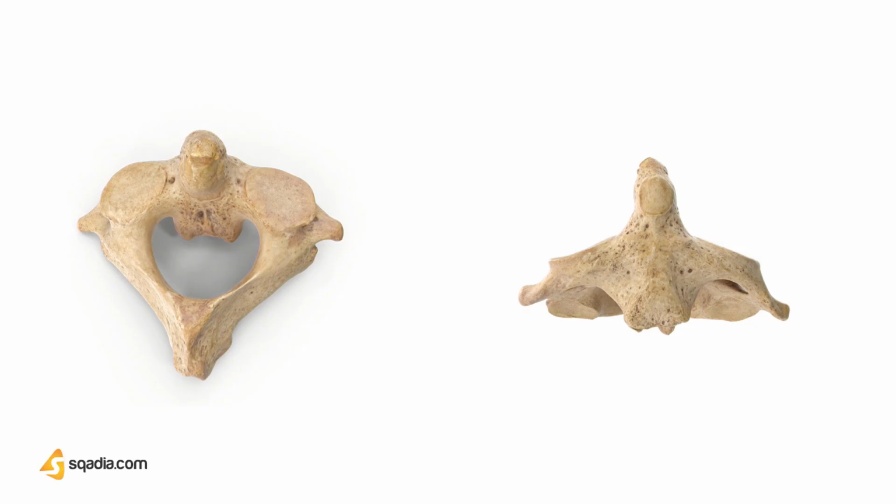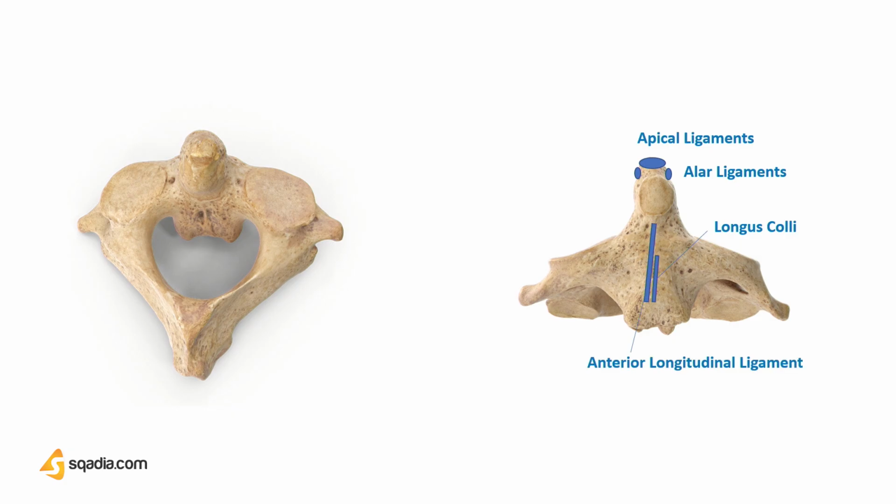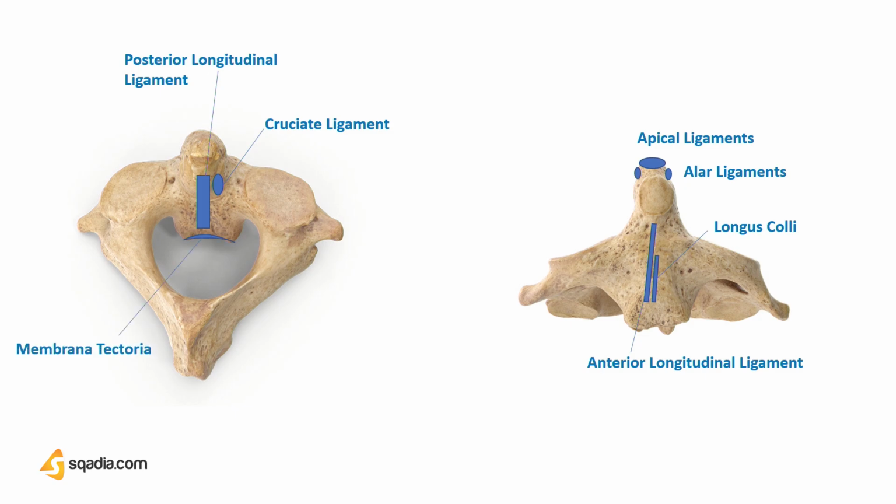The dens is providing attachment at its apex to the apical ligament and bilaterally to the alar ligaments. Anteriorly on the body are the insertions of the longus colli and the anterior longitudinal ligament. The posterior surface provides attachment to the posterior longitudinal ligament, the cervical limb of the cruciate ligament, and the membrana tectoria. The lamina has the ligamentum flavum attached to it.